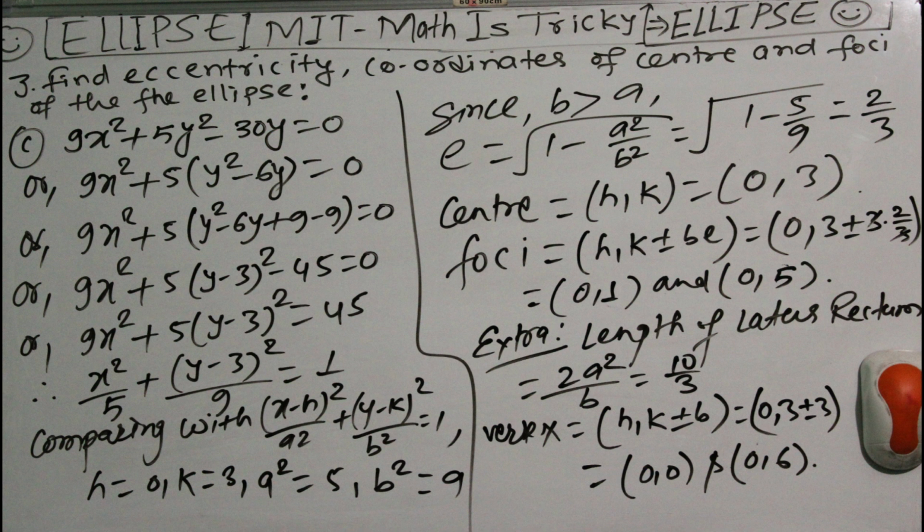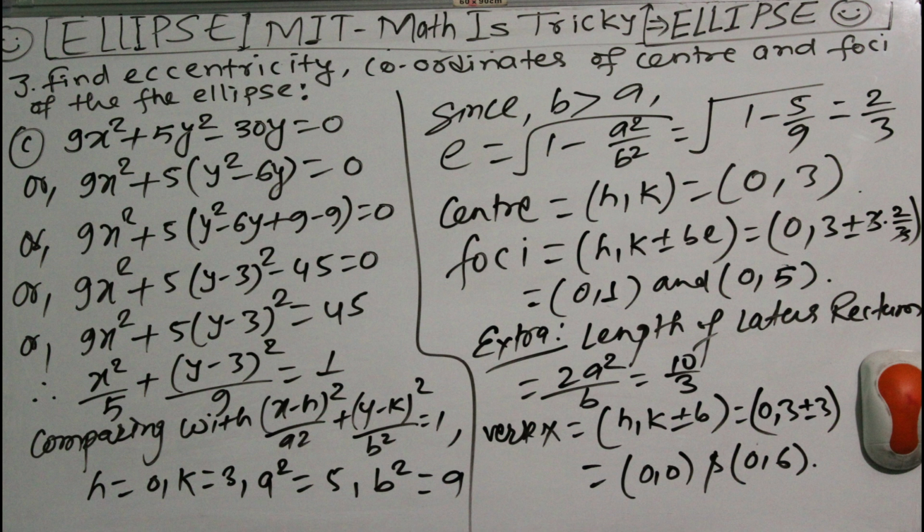By comparing, we'll get here h equals 0, k equals 3, a square equals 5 and b square equals 9. Since b is greater than a, eccentricity e is given by square root of 1 minus a square by b square, and that is e equals 2 by 3. Always remember, answer for e must be less than 1.